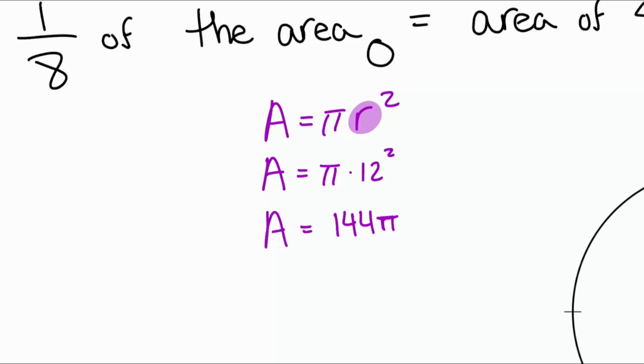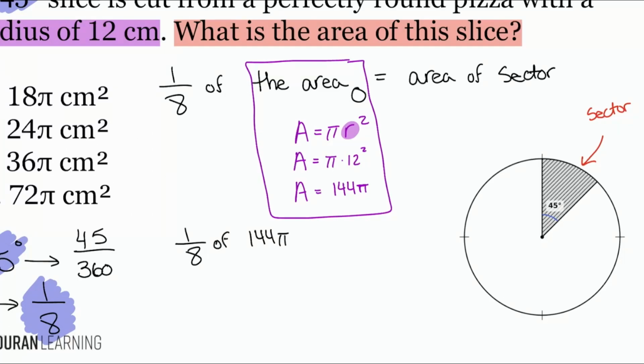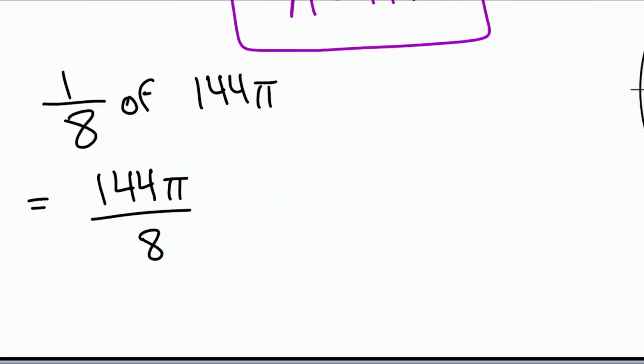That's the area of the circle. We're not done. We still need to take 1/8 of that area. So when we do that, 1/8 of 144 pi is going to equal 144 pi divided by 8. Now let's go ahead and see what that's going to be. Let me change colors. I'll use green here. I'll do 8 into 144.